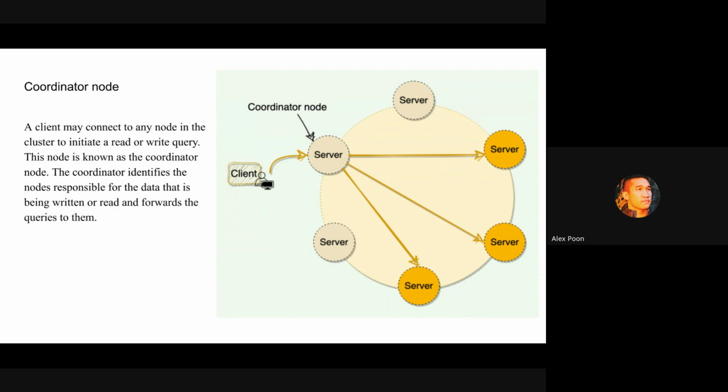A client may connect to any node in a cluster to initiate a read or write query. This node is known as the coordinator node. The coordinator identifies the nodes responsible for the data being written or read and forwards the queries to them.